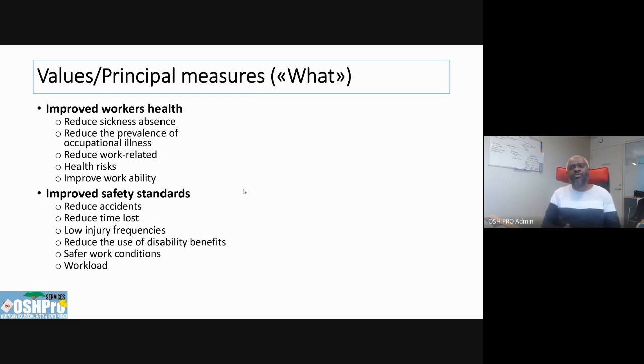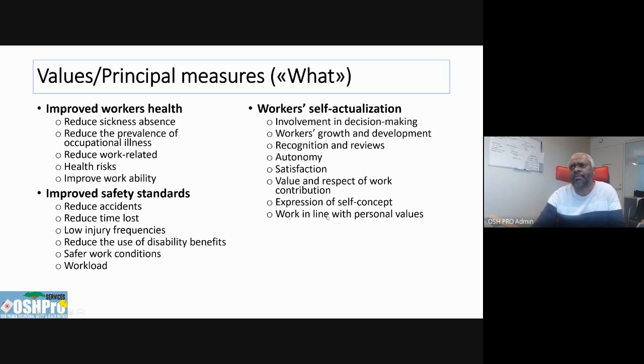The workload should be such that those who are working can work safely and go home, and not that when they get home they are completely exhausted and cannot do anything. So when you have improved safety standards, these are the indicators you see that the safety standards have improved.